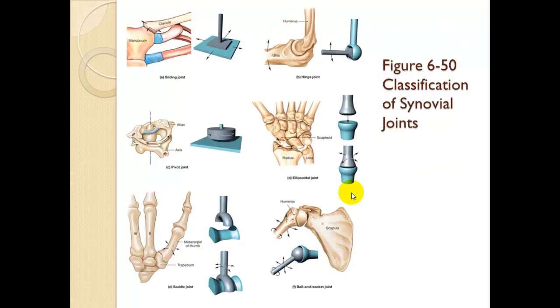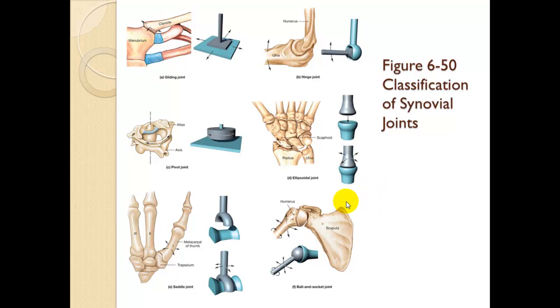Various classifications of joints. Please look over these. You have gliding joints, which is the clavicle. You have hinge joints. You're probably going to see examples as far as test questions go. You have hinge joints, which would be the elbow. You have pivot joints, which is atlas axis, or C1, C2.